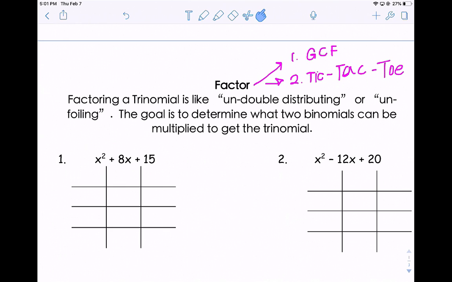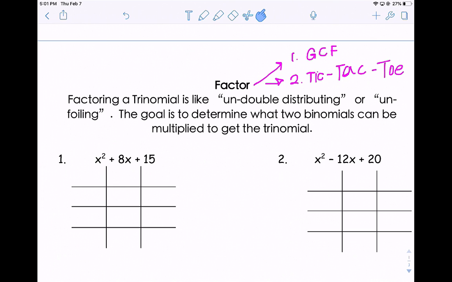So if I just look at number 1, for example, I have a trinomial. I don't have a greatest common factor. I have an x squared and an x, but this 15 doesn't have an x. I can't divide out any number as far as a coefficient or a constant because this coefficient is a 1. There's nothing to divide out of 1. So at this point, I've checked for greatest common factor. I cannot do that. So now I'm going to go to this method, tic-tac-toe.